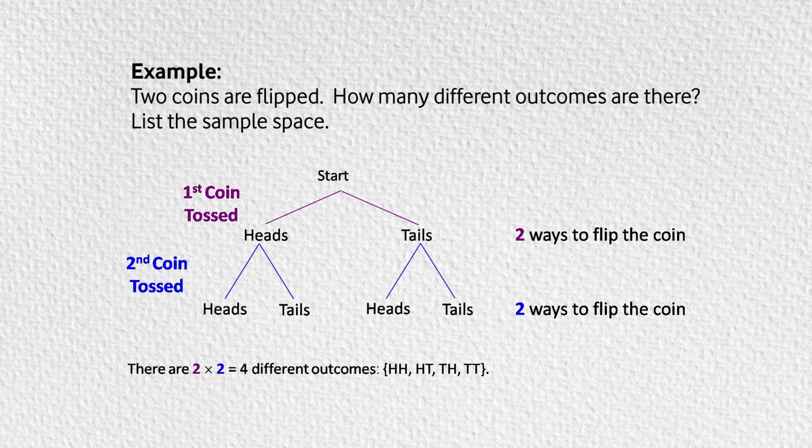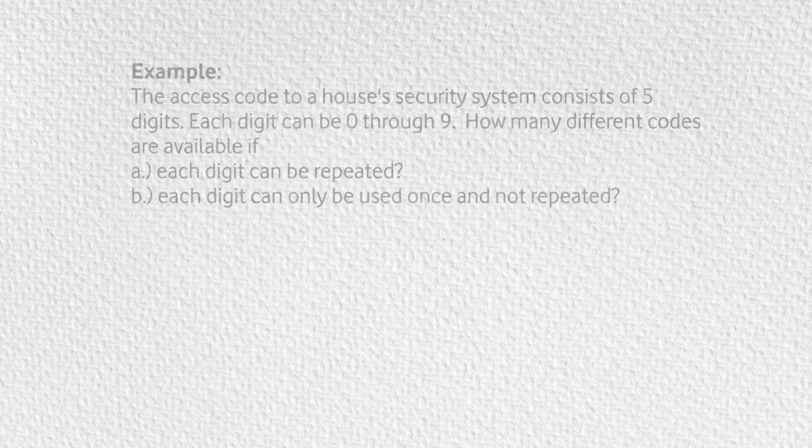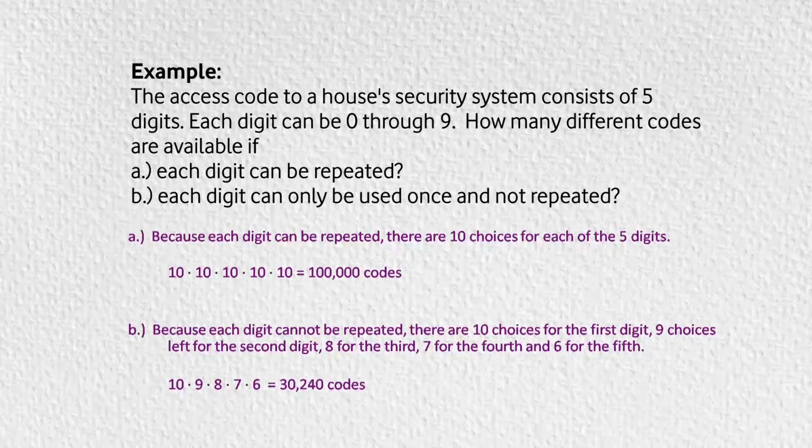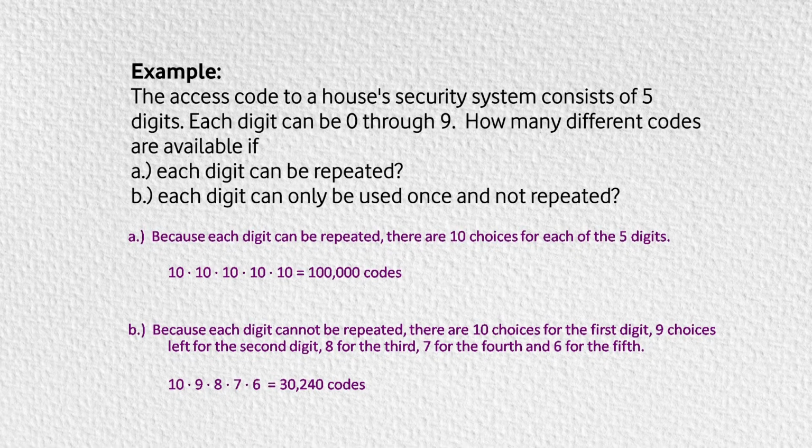So this is the manner by which we have calculated. If we take one more example: the access code to a house security system consists of 5 digits. Each digit can be 0 through 9. How many different codes are available if each digit can be repeated? And if each digit can only be used once and not repeated? For the first case, because each digit can be repeated, there are 10 choices for each of the 5 digits: 10 times 10 times 10 times 10 times 10, and it comes to 1 lakh codes.